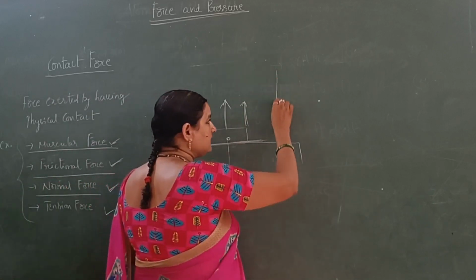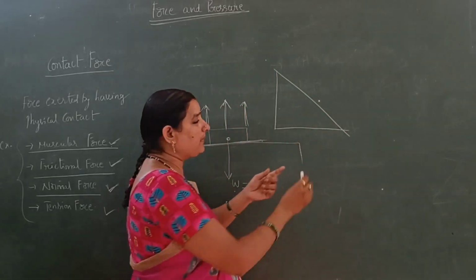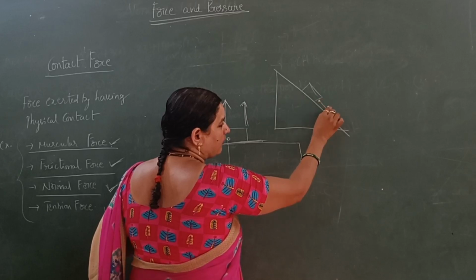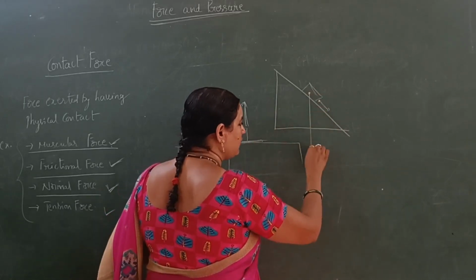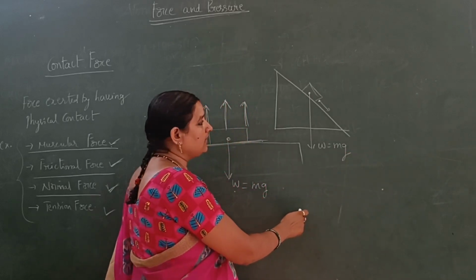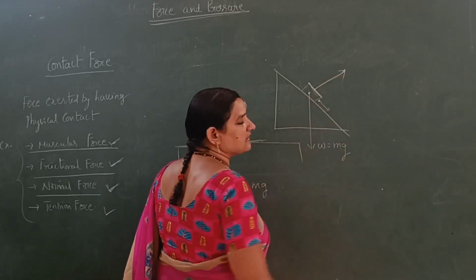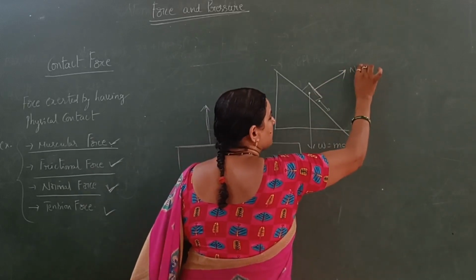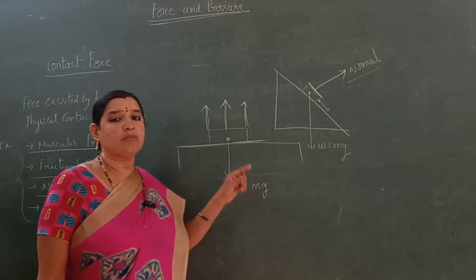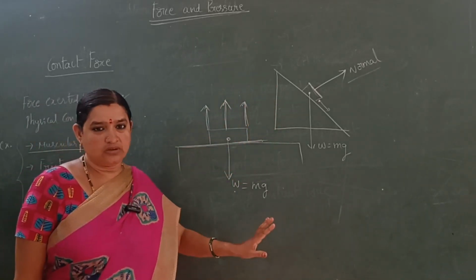Suppose it is an inclined plane, and the body is moving on the inclined plane. What happens here? W is equal to mg works towards the center of the earth. But here the normal force is normal to this surface, and acts like this. This is the normal force. Normal force always acts perpendicular to the surface, normal to that surface only.